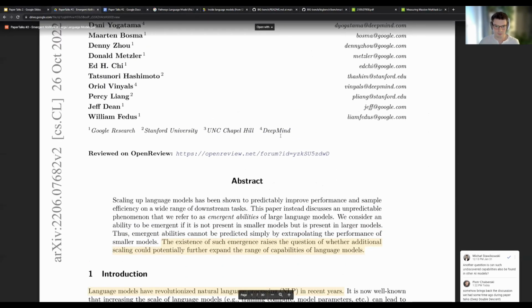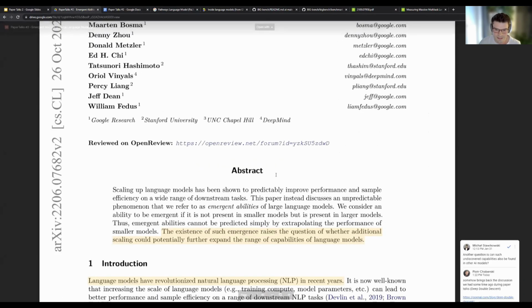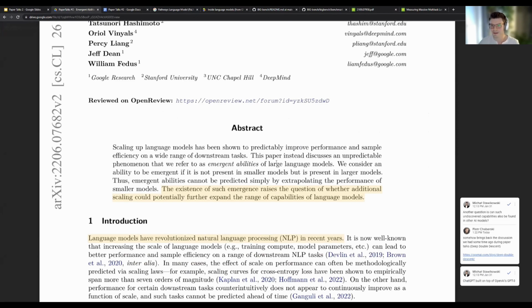Okay, I have zoomed a little bit into this paper. Can you confirm that you can see everything clearly? Yes, we see clearly.